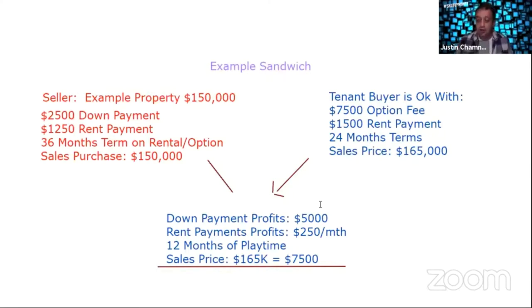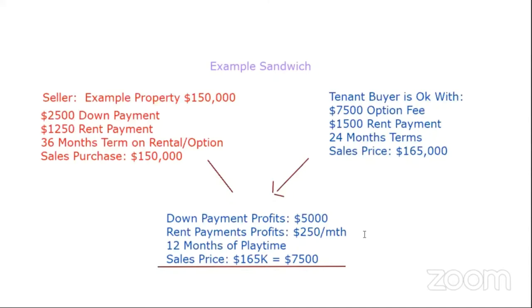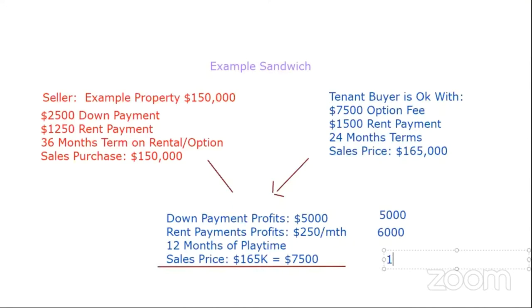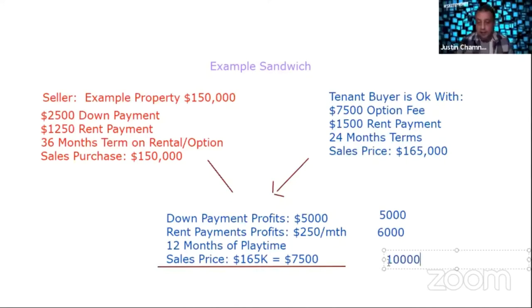All right, so let's do a total here, and you guys walk me through it. I like this Socratic type situation where we all help out learning anyway. So let's add up our potential profits here. Down payment $5,000. Somebody multiply $250 by 24. So that's $6,000. We have $5,000 right here, we have $6,000, and we still have $10,000 here, and then we have $10,000 that we can pick up on the back end. So total $21,000.